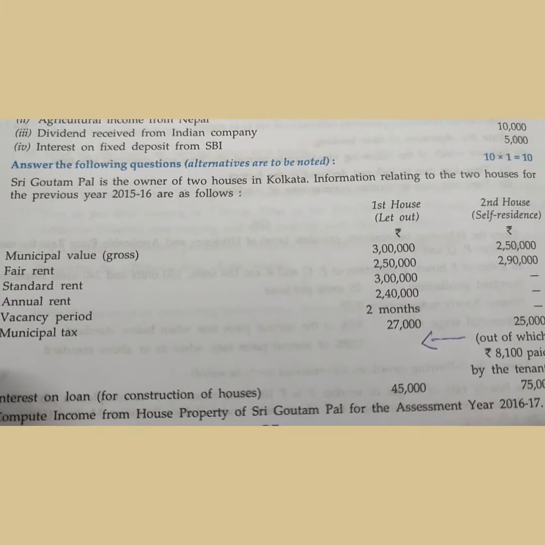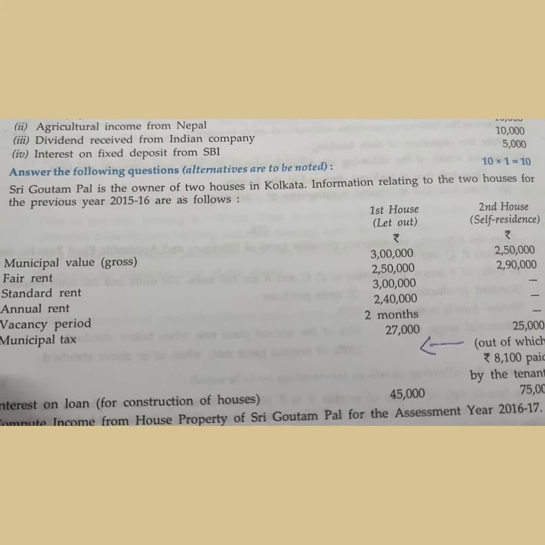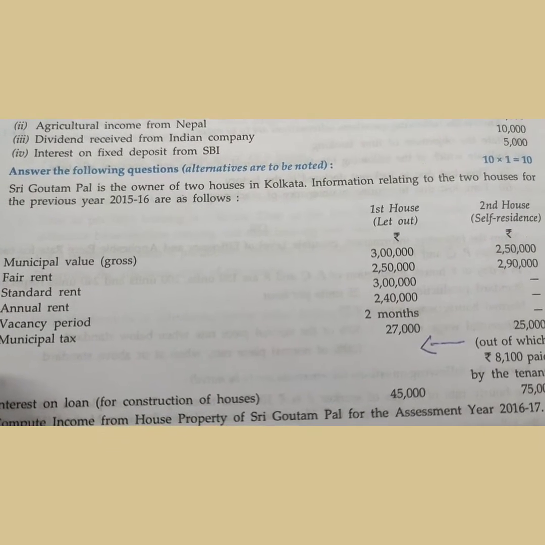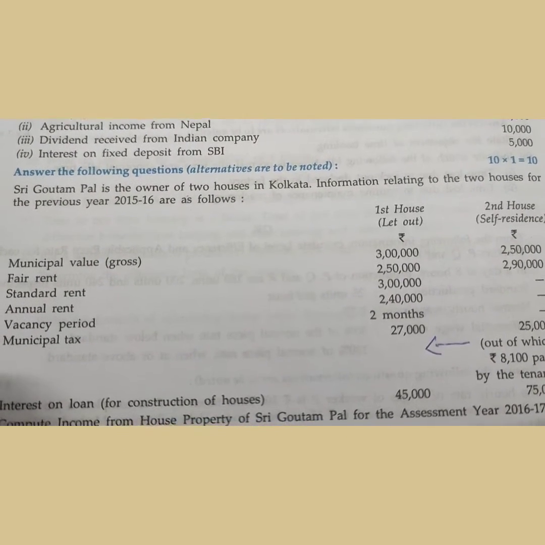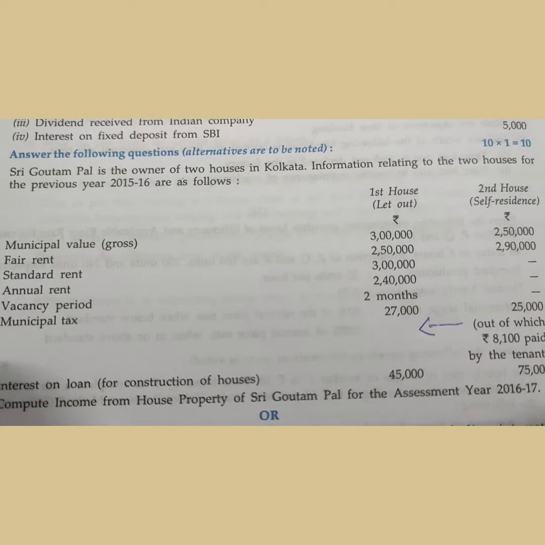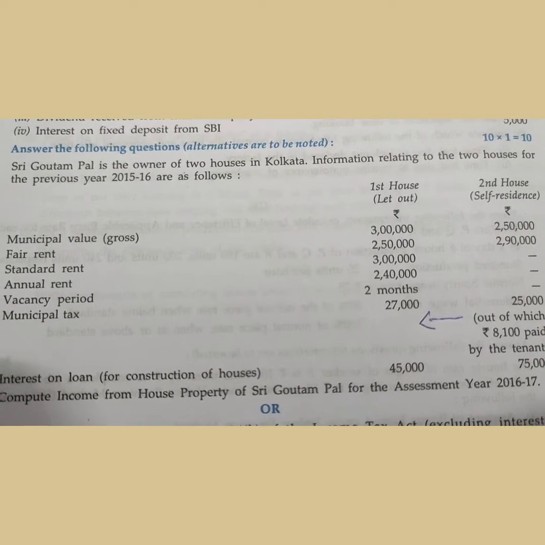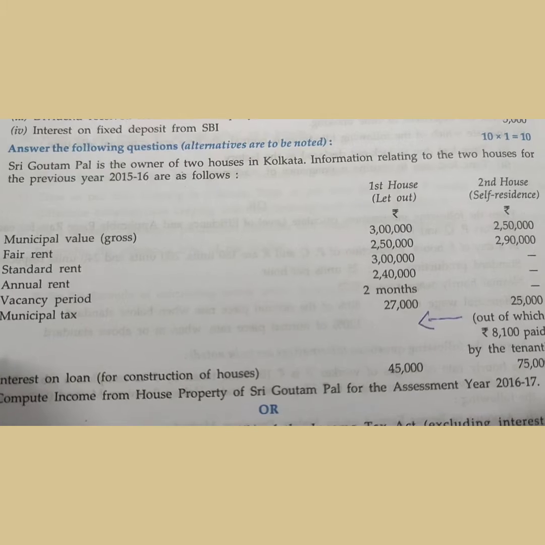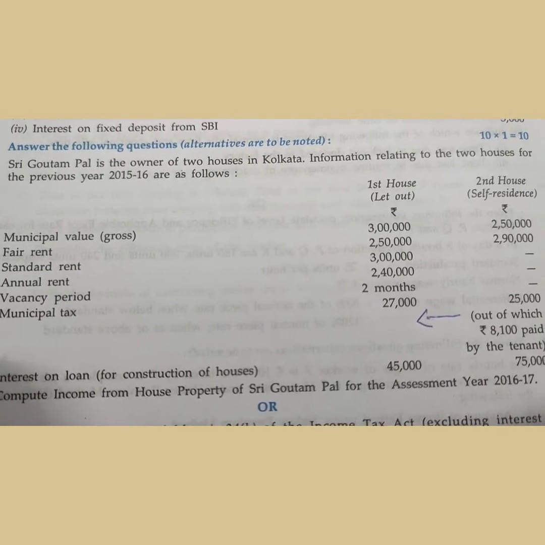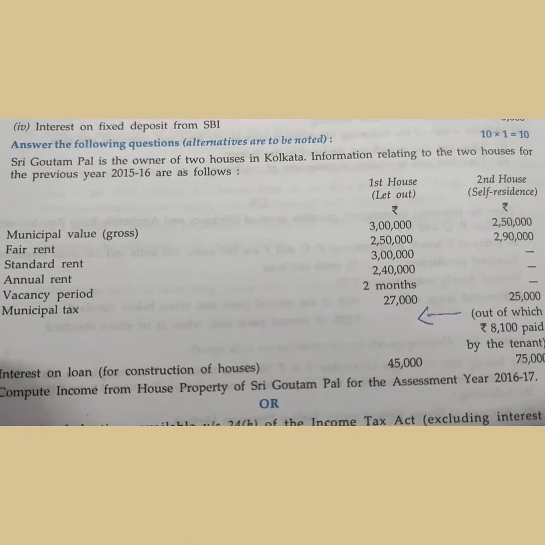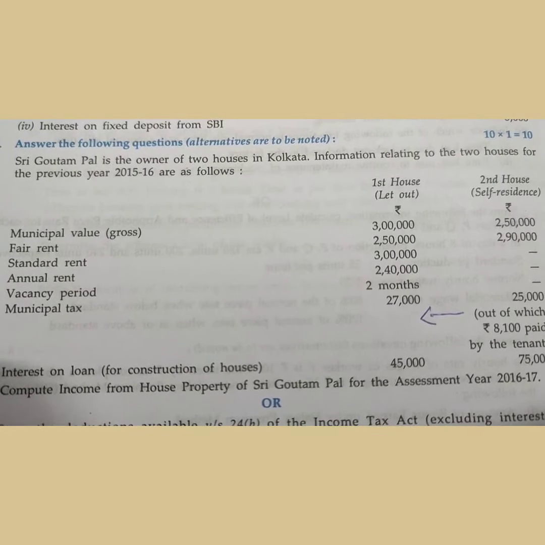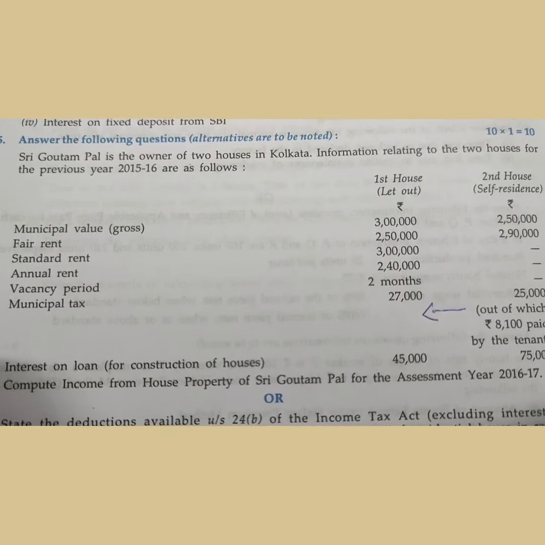2015-16, I have changed it with 2021-22, are as follows. Municipal value, gross municipal value for the both houses 3 lakhs and 2,50,000. Fair rent 2,50,000 and 2,90,000 respectively. Standard rent is rupees 3 lakh for the let out house.